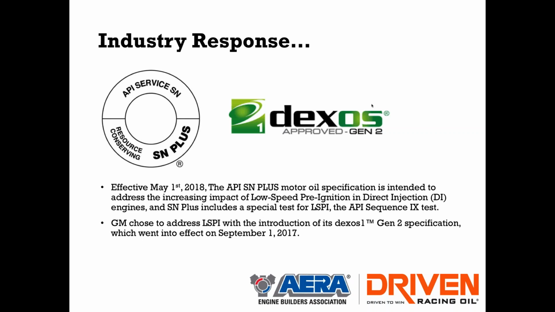The detergent package has to change from the previous SN. So just because it says SN doesn't mean that it's a lower detergent package. It has to be SN Plus for it to have that lower detergent package capable of meeting the requirements for DI engines to pass. That's called the API Sequence 9 low-speed pre-ignition test.